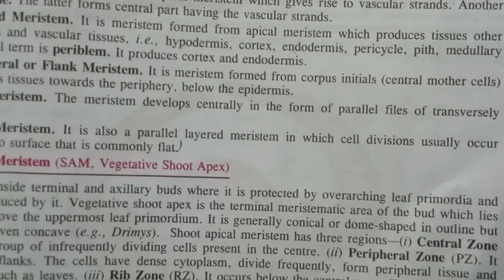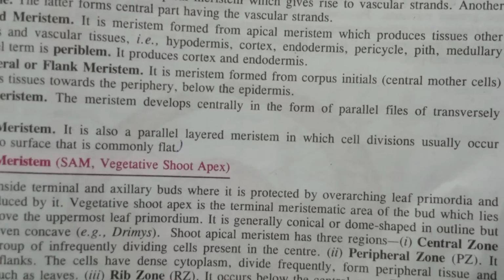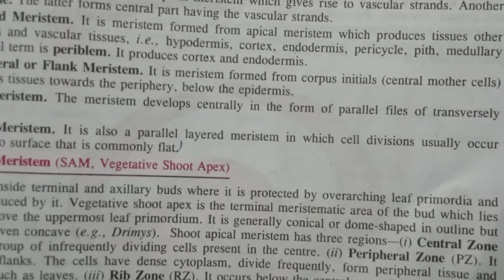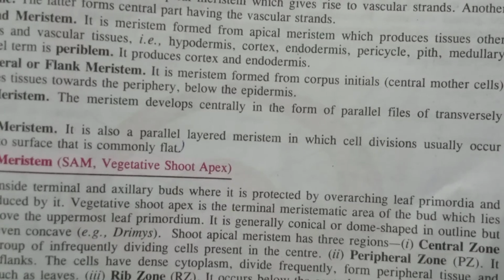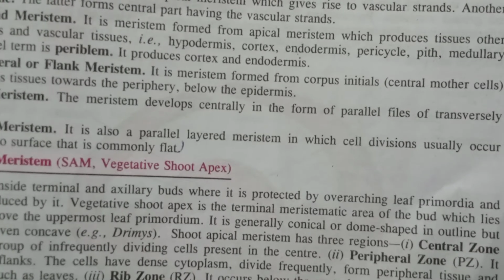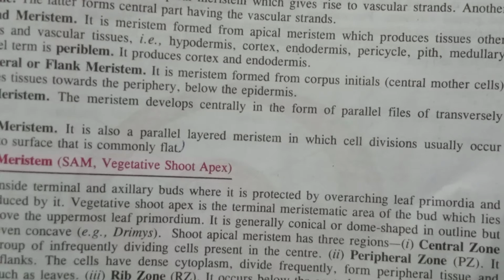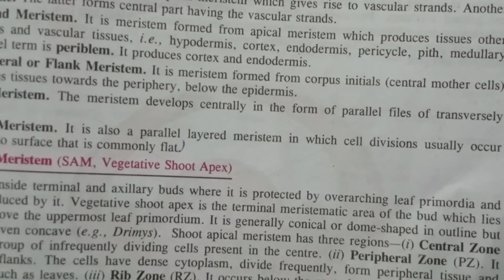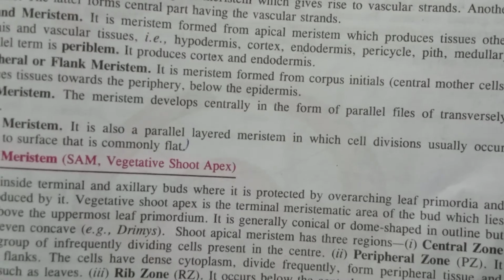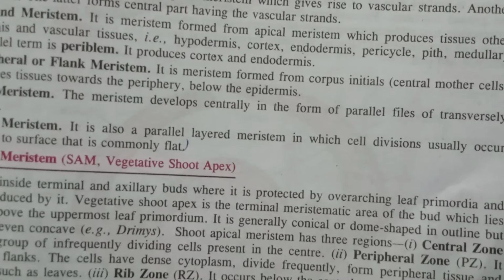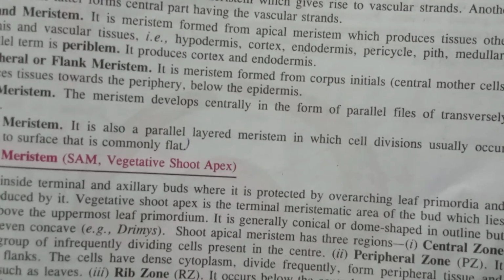Then the peripheral zone, which occurs on the flanks. The cells have dense cytoplasm and they divide frequently. And the rib zone, which occurs below the central zone. So here the cells will divide internally and repeatedly, and they will develop the different parts of the shoot. Okay, the active vegetative shoot apex is formed due to the activity of these apical meristematic tissues.